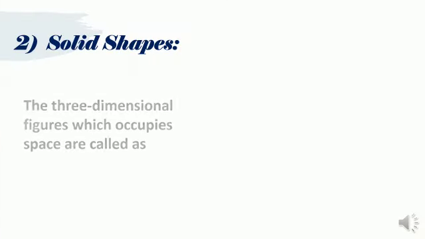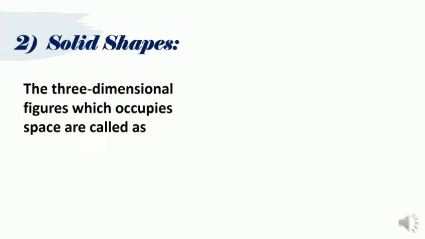Solid shapes. The three-dimensional figures which occupy space are called solid shapes. Children, the three-dimensional figures can also be called 3D figures, and these 3D figures are nothing but the complete objects. These objects occupy some space and they are not flat. We are talking about the complete objects, so these objects are called solid shapes.